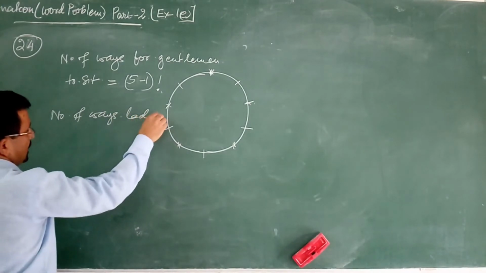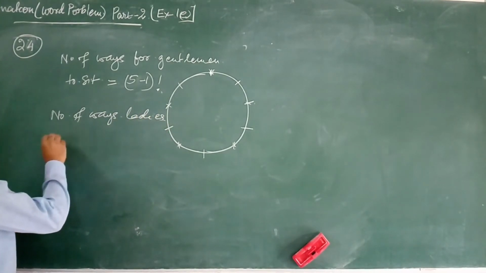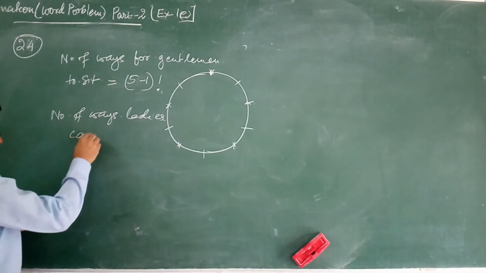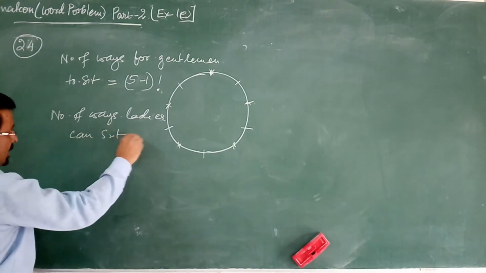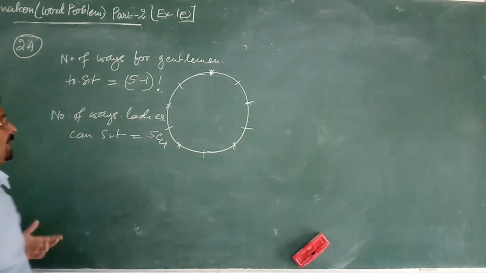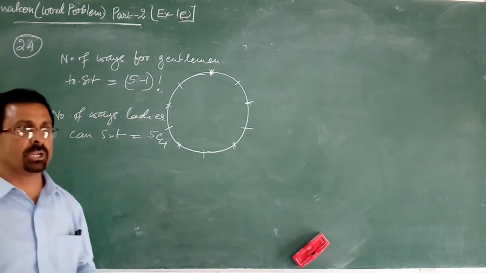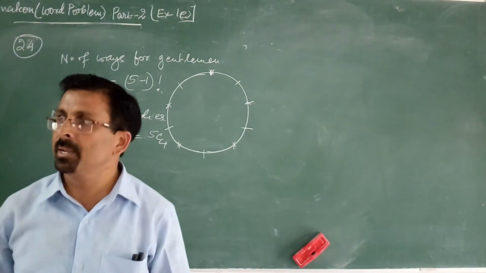number of ways ladies can sit. This will become 5C4. And therefore, we can find out the total number of ways in which the ladies and the gents can sit. Is this okay? Yes.